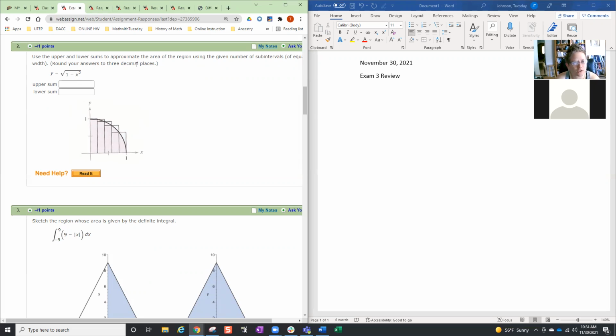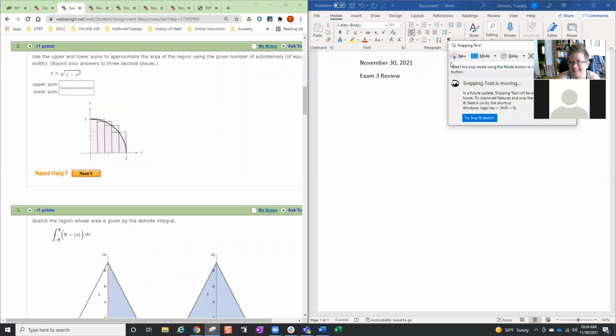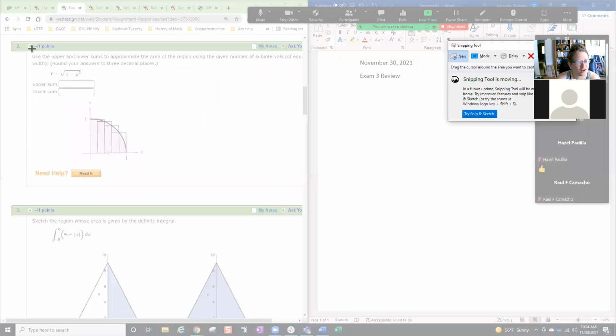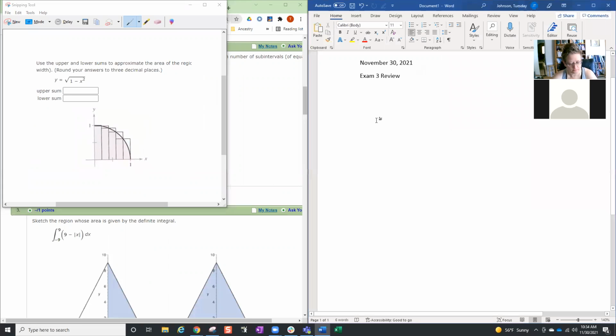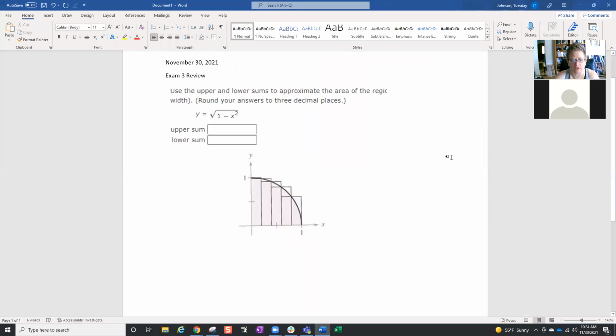Use the upper and lower sums to approximate the area. Would anyone like to see this problem? All right. That's what I assumed. I assumed there'd be multiple of you. I should have just started on it right away. Okay, so I'm going to just copy this part of it so we could see the math big.